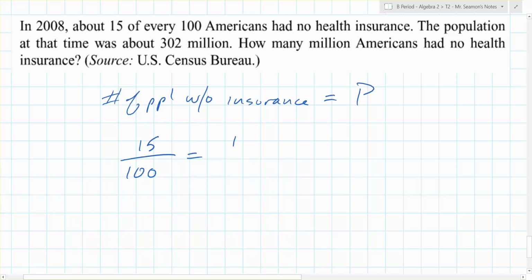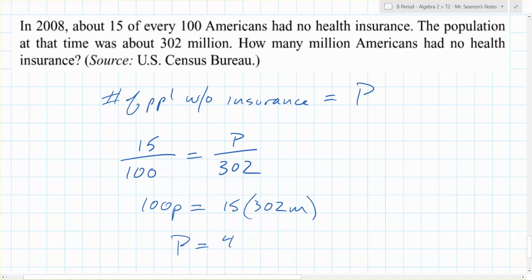So the ratio has to stay the same when the population is 302. The population right now is like 306 or 7. I think it's a little old, right? So what's that called? So you end up with 100p is equal to 15 times 302. I like people doing that, million, that's fine. And when you do this out, you end up with p is equal to 45.3 million.